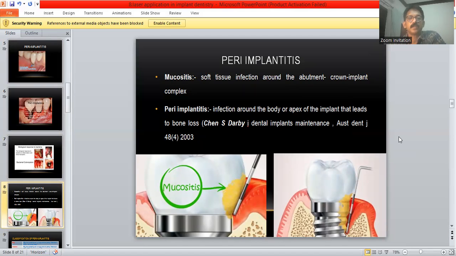Stages of peri-implant disease are mucositis and peri-implantitis. Mucositis is considered the first stage of sequelae of periodontitis or peri-implantitis. Mucositis is a soft tissue infection around the abutment or crown implant complex. But peri-implantitis is an infection around the body or apex of the implant that leads to bone loss. So in the stage of mucositis, it is very easy to control the peri-implant soft tissues from going into peri-implantitis. So it is important that we diagnose the situation as early as possible and treat it.